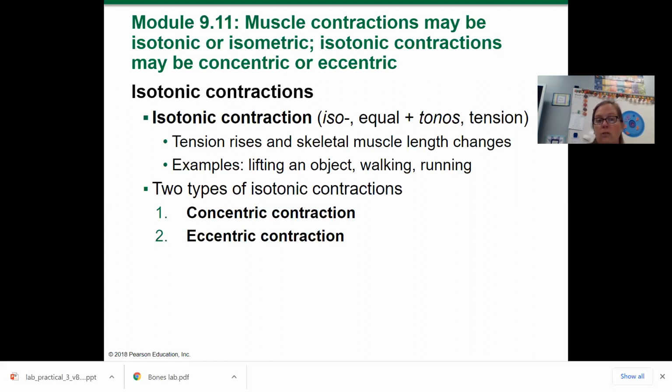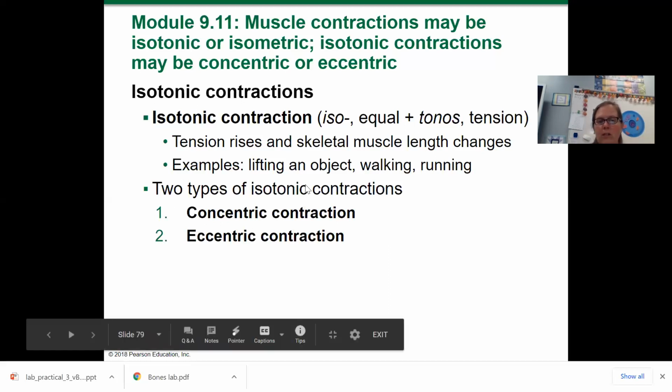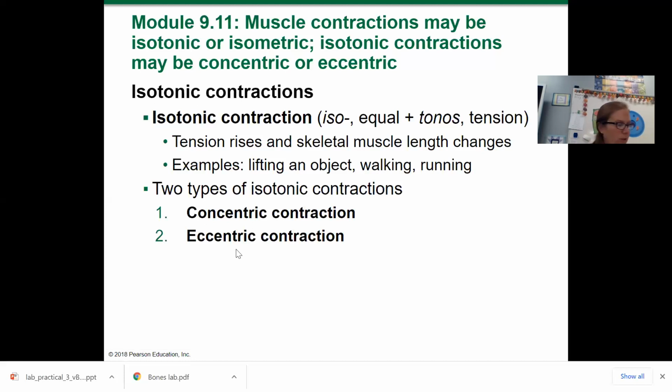All right, so an isotonic contraction, you've probably seen the prefix iso before in maybe your biology or chemistry class. We have isomers, we have isotopes. That iso prefix means equal, and the tonic refers to tension. So this is when tension rises and the skeletal muscle length changes. So that's the key, is that the length of the muscle changes. So we're going to use the example of lifting an object. There are 2 types of isotonic contractions, concentric and eccentric.